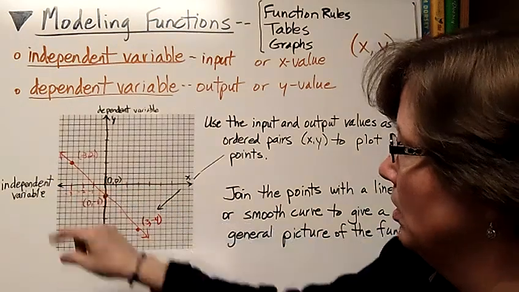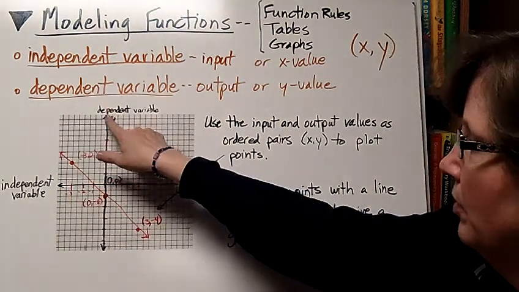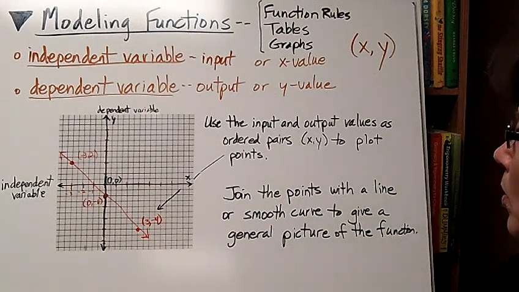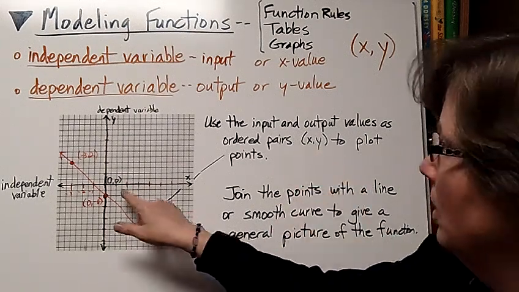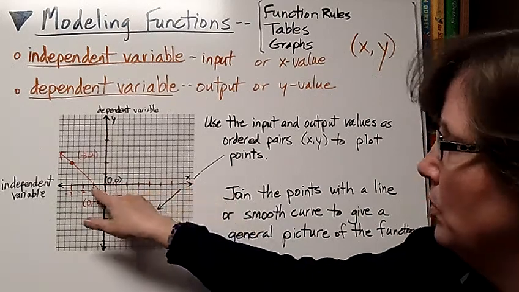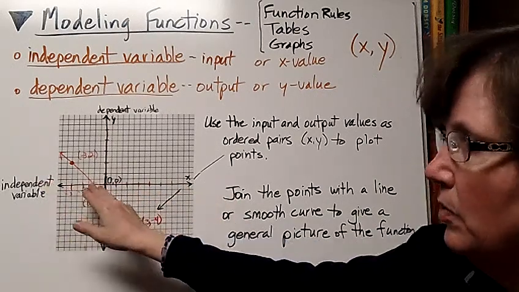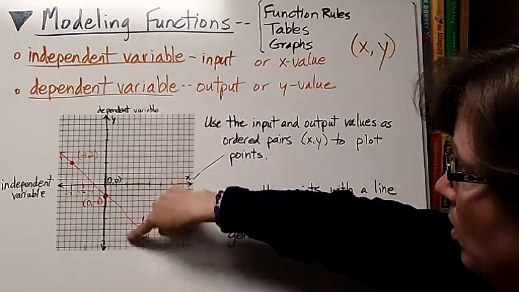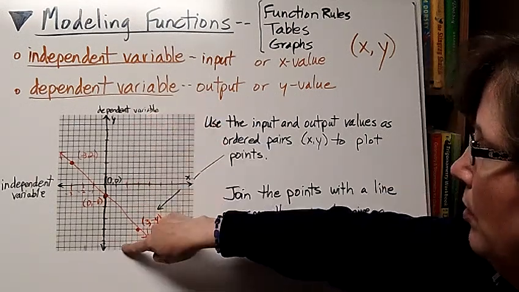Demonstration here on the graph below: your independent variable is always going to be on your horizontal axis. Your dependent variable will be on your vertical axis. So as you graph your points, x and y, you always go across either to the right or to the left, depending on whether it's negative or positive for your x value. Then you go up or down for your y value.